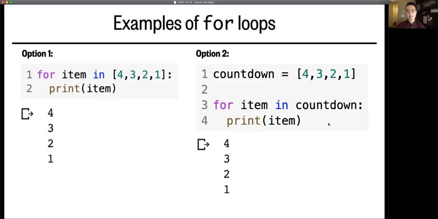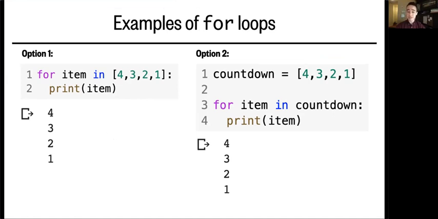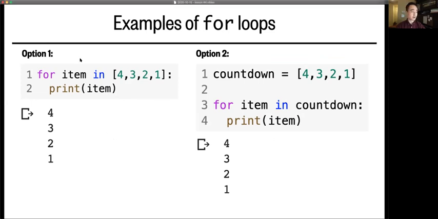And what does this look like? So starting with the one on the left: for item in the list 4, 3, 2, 1, colon, new line, indent, print that item. Here we're calling this required variable item, and the for loop will iterate or cycle over the 4 values in the list, saving each value into the variable item, one by one. And at each iteration, it will print that variable called item.